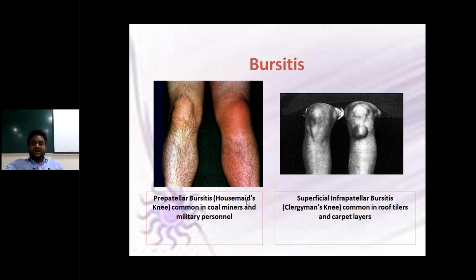So one is the housemaid's knee. This is the 3 marks question. Housemaid's knee means inflammation of the prepatellar bursa of the knee joint. That is called housemaid's knee. So in this picture we can see the housemaid's knee condition. In this picture we can see in front of the ligamentum patellae, below the patella, this swelling. This one is called Clergyman's knee due to inflammation of the superficial infrapatellar bursa. Okay, so this is the bursitis.